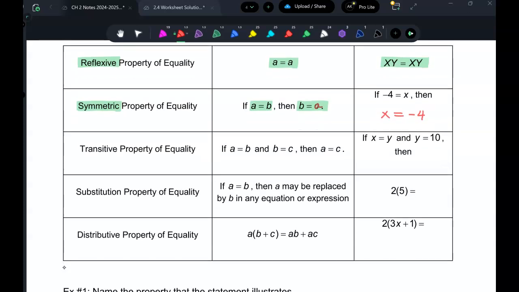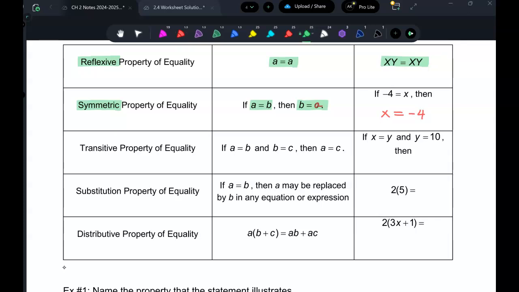Okay, transitive property. This is usually a new one. So if A equals B and B equals C, my conclusion is A equals C. And these are all true, correct? After then, it is meant to say x equals 10. Okay, so we're going to fill this in here.